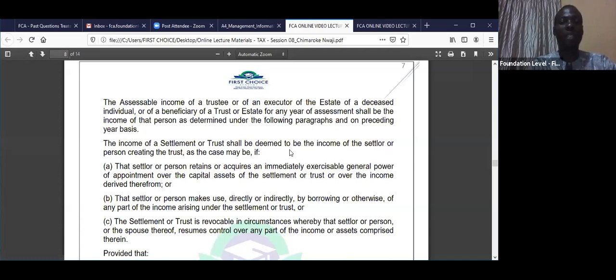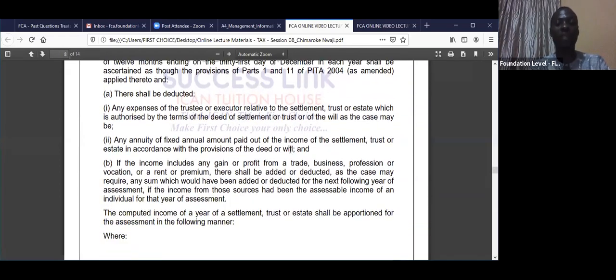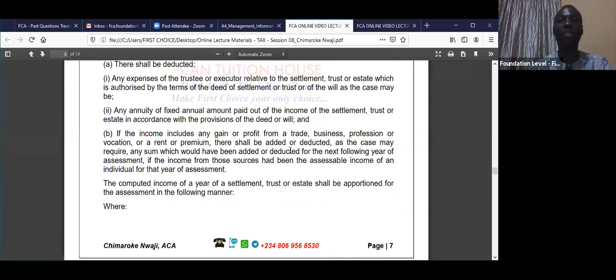So the income of the settlor is deemed to be the income of the trust, as the case may be, if that settlor or person retains or acquires an immediately exercisable general power of appointment over the capital assets of the settlement or trust, or over the income derived therefrom, or that settlor or person makes use, directly or indirectly, by borrowing or otherwise, of any part of the income arising under the settlement or trust. So all these are legal jargon which you should also know. So you see that the trustee is representing the settlor, and the income in the hands of the trustee is as good as the income in the hand of the settlor. And so the settlor is liable to tax through the trustee.